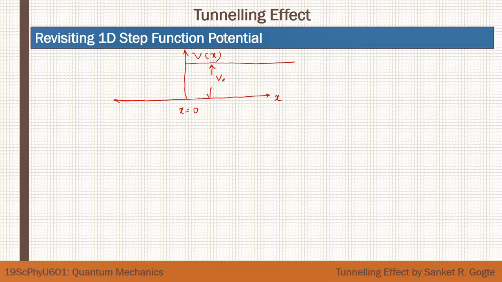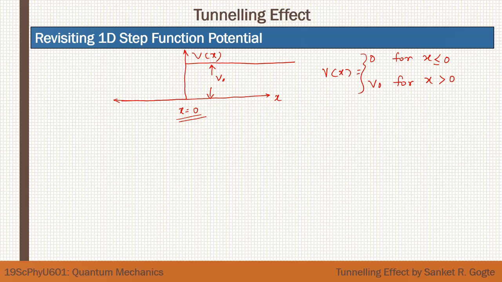So the potential mathematically can be written like this: V of x is equal to 0 for x less than or equal to 0, and is equal to V0 for x greater than 0. Now we can see that there is a discontinuity in the potential function at x is equal to 0, and therefore we have to write it in two steps.